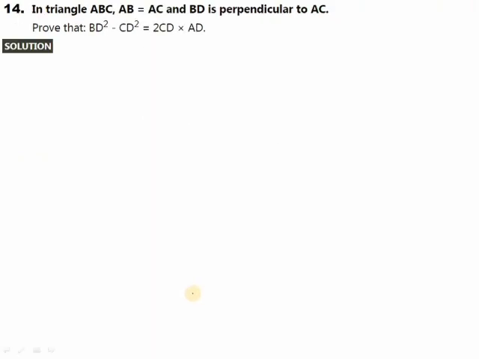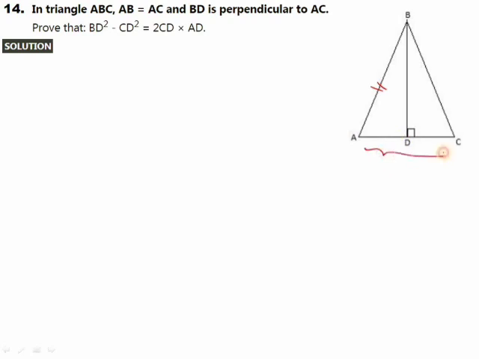Alright, so next problem. So in triangle ABC, AB is equal to AC and BD is perpendicular to AC. Prove this. So see here carefully. So it is given that AB is equal to AC, okay. So remember this one, they are talking about this one. So these two are equal. Now it is said that BD is perpendicular to AC. You need to prove this.